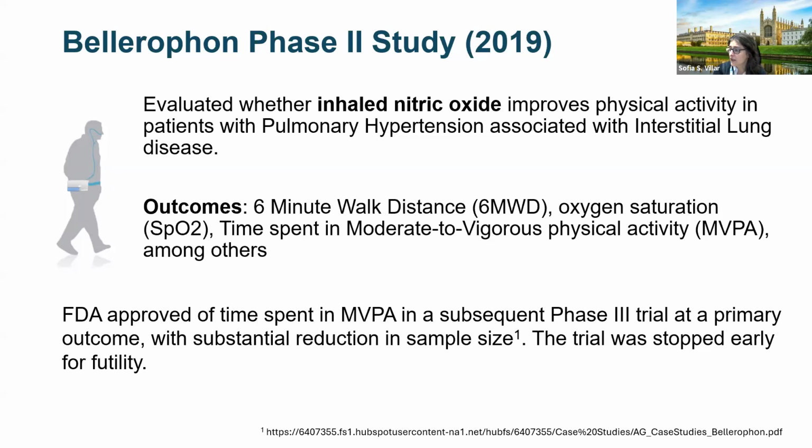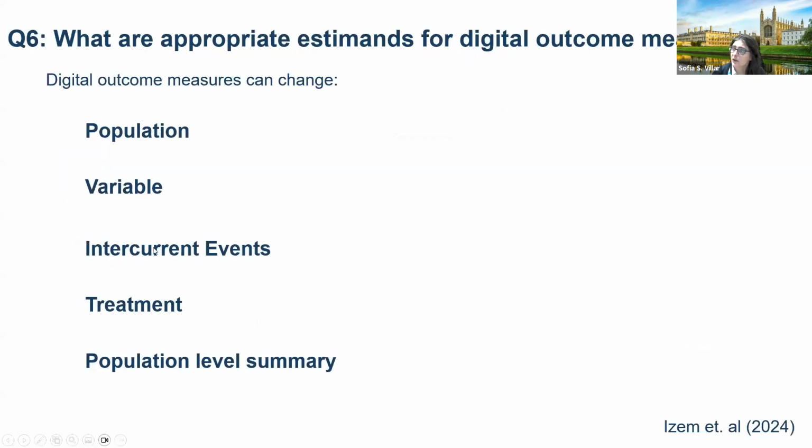Now, the authors also went on to say that there was an estimation of a substantial reduction in the sample size because of having moved from the traditional outcome to a digital outcome. Using some of the estimated effect from the phase 2, FDA approved a substantial reduction from around 300 patients to the order of 140 patients. So basically halving the sample size, based on the signal that was captured from the phase 2 on this new endpoint. The trial was stopped early for futility, but that's I think less relevant to what we're trying to discuss in this talk. And we are going to use this example of the Villar study to go through the final questions that we want to bring to you in this webinar.